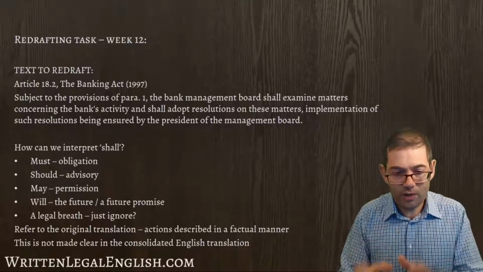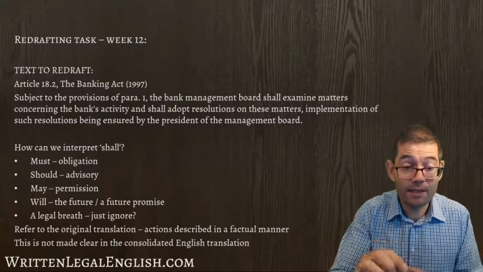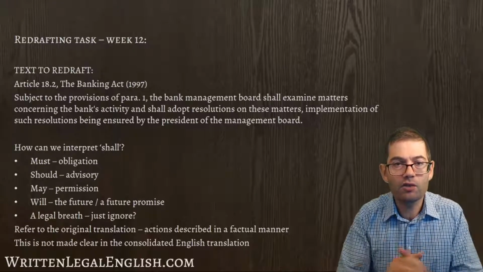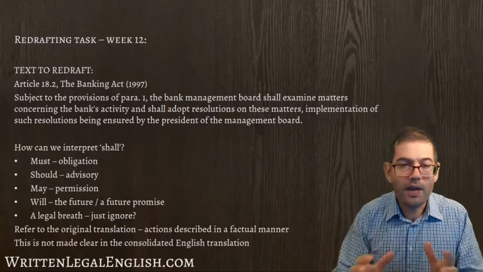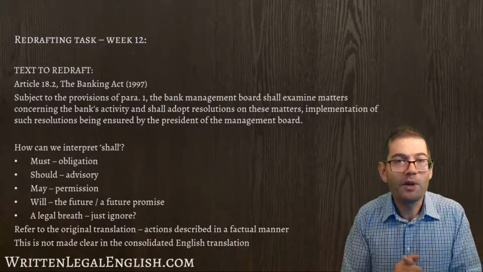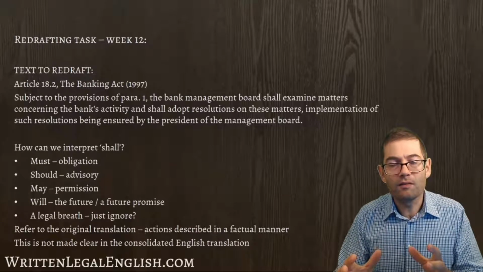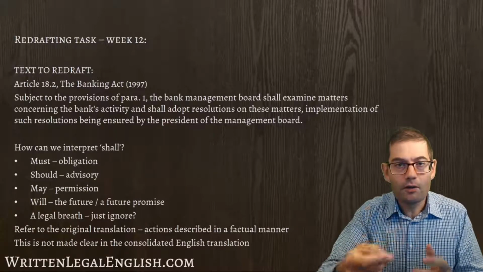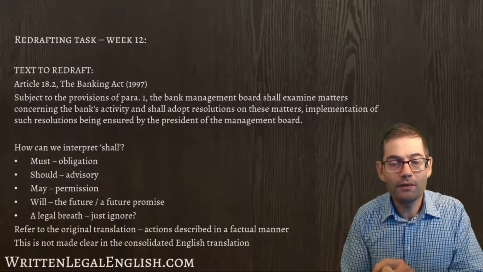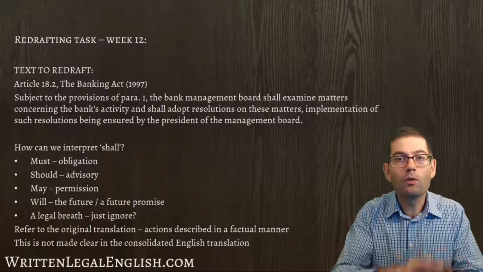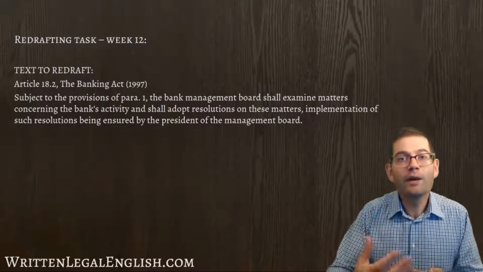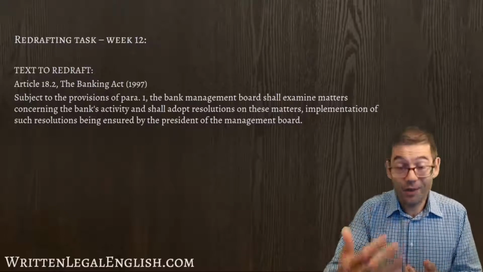So the English translation, or rather this consolidated, because there are two official English translations. There's the lengthy full English translation, which translates every part of that act, and then there's a consolidated version. Think of that as the quick read, if you will. This consolidated version misses out a lot of the detail, which would allow us to understand that this is not an obligation, but rather just factually explaining what each person or each body does. So with that being said, how can we redraft this to convey the correct meaning?